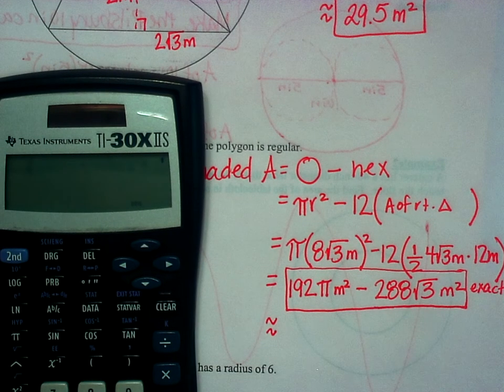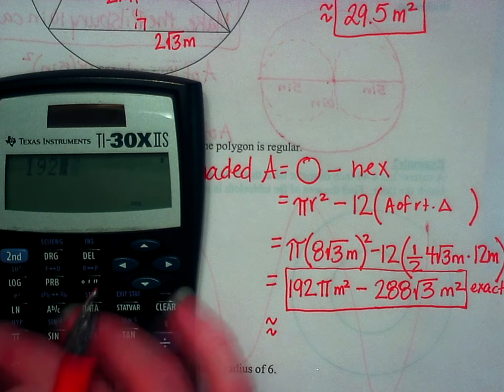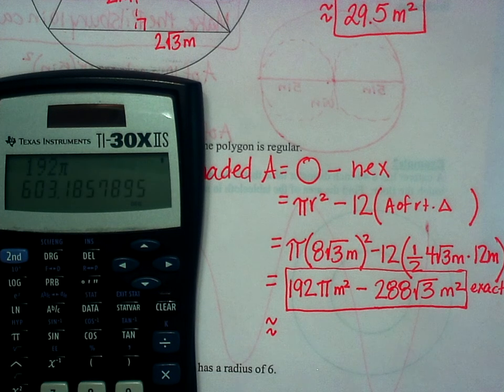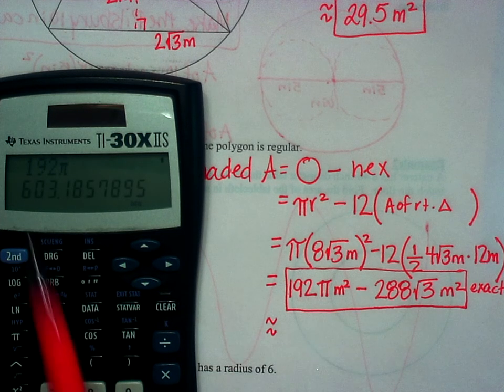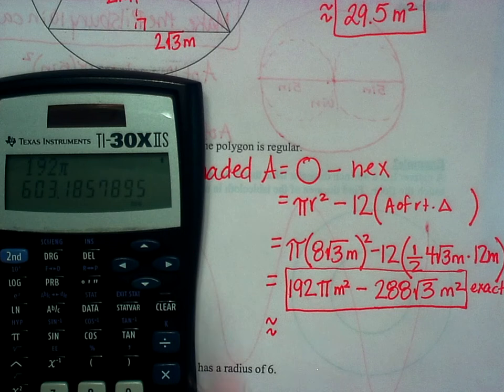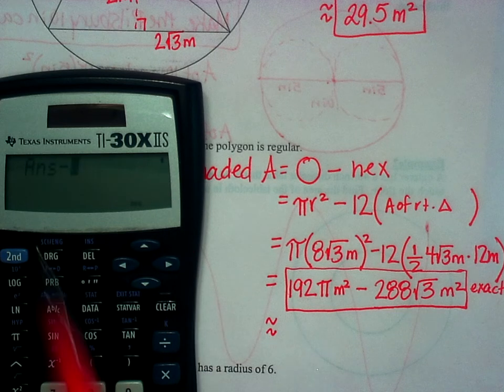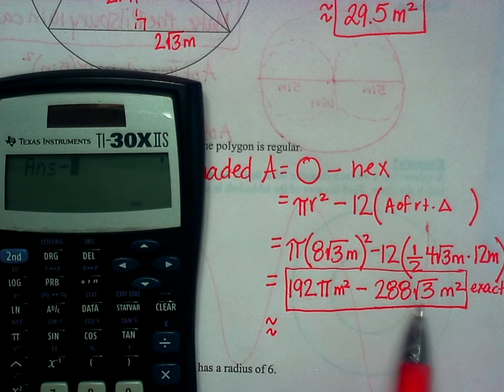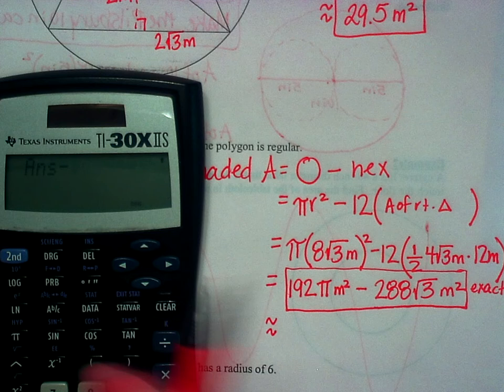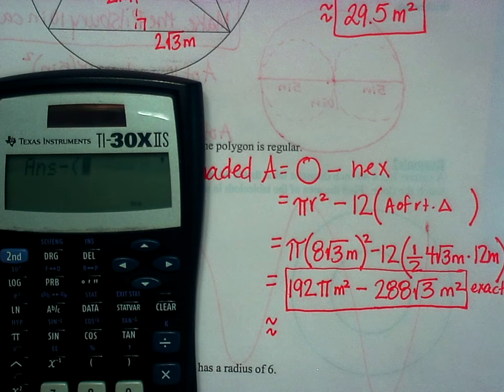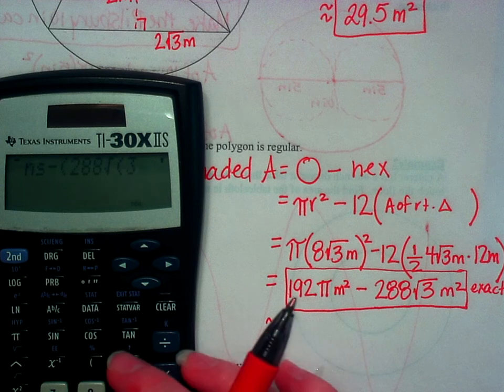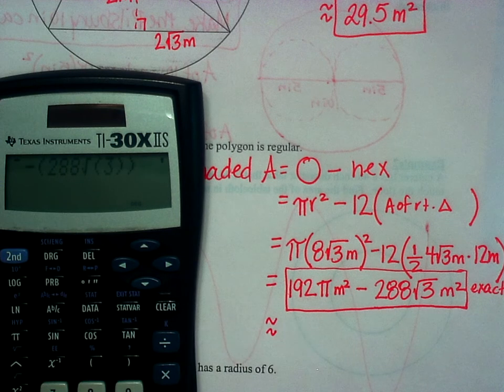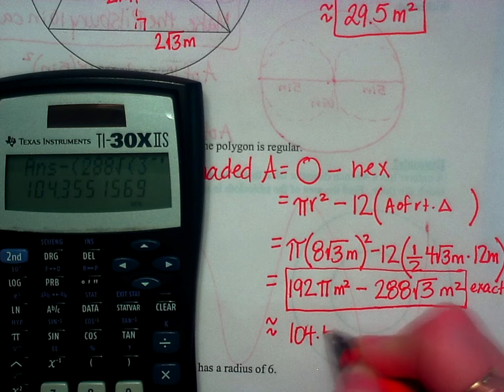So here's what I would do again. I would hit 192 pi, enter. So that's this part. Keep that entire number in your calculator, and from there hit minus. So we're taking that answer and subtracting all of this, so we've got to put it in parentheses so that we subtract everything. So we're subtracting 288 square root 3. Close up the 3, close up the whole thing, hit enter. So we get approximately 104.4 meters squared.